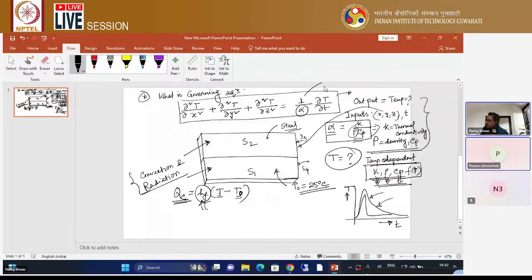So this is one boundary condition. Another boundary condition is called the radiation boundary condition. The radiation heat loss equals emissivity into the Stefan-Boltzmann constant into T to the power 4 minus T0 to the power 4.